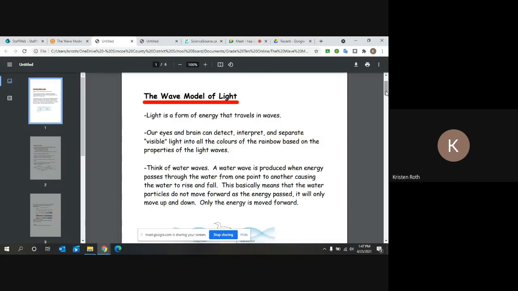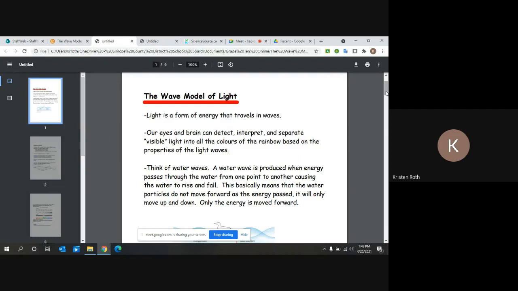So light is a form of energy that travels in waves. Our eyes and brain can detect, interpret, and separate visible light into all the colors of the rainbow based on the properties of the light waves. So think of water waves, and I did mention this before. A water wave is produced when energy passes through the water, right? So when you cannonball into a pool that is calm, you're putting your energy into that water, which is how caused those waves to ripple, okay?